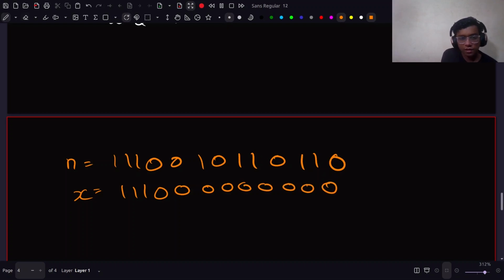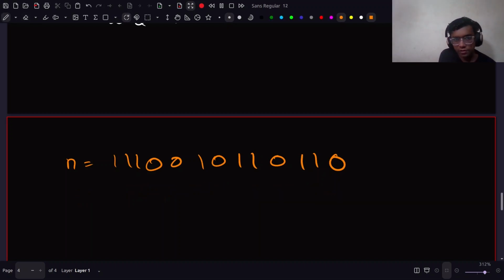Now, when will this x occur for the smallest term? Well, obviously, when you increase this number, if you add one, so n plus one, this bit becomes a one. Then if you add another one, this bit becomes a one and all of these will flip to zeros, right? So this is what happens when you add one.